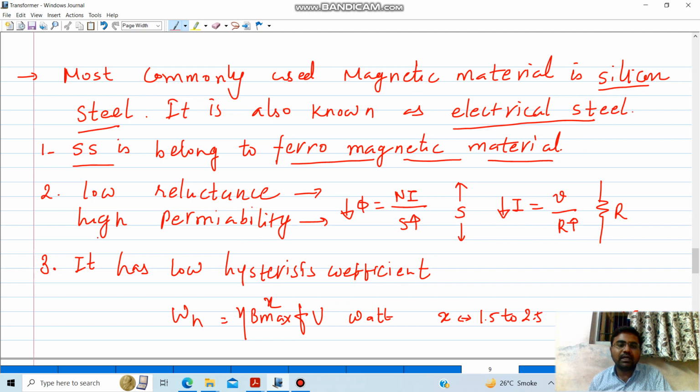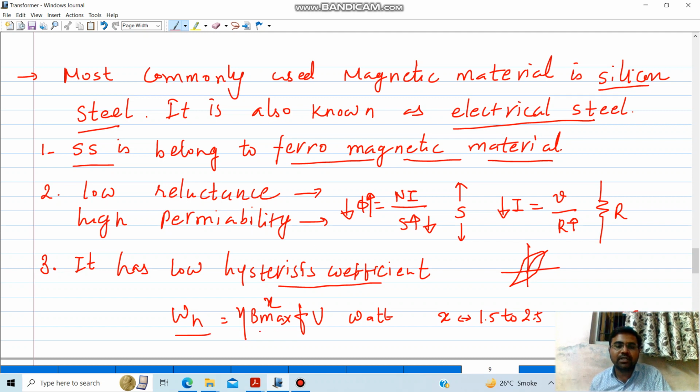Now if we have higher permeability and low reluctance, so low reluctance means higher flux, then higher flux can be established in the core. The third benefit is that it has low hysteresis coefficients. In the BH curve, we'll discuss later on that if this particular BH loop has a very narrow area, then it will have lower losses.